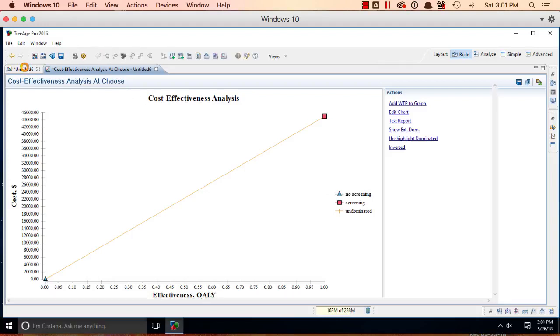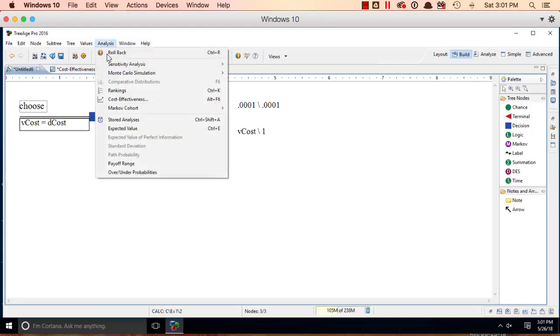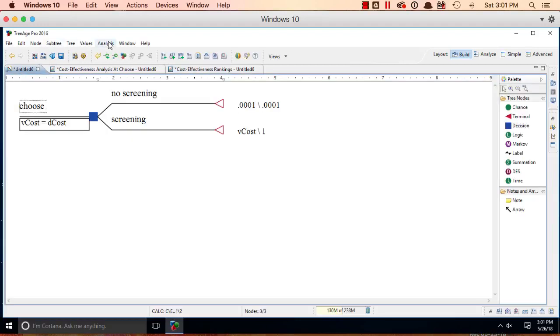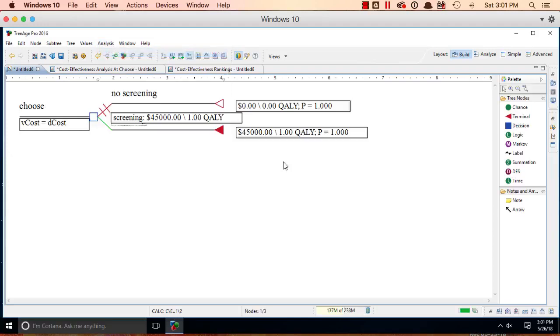Now how it's solving the model with rollback is it's setting the distribution equal to its mean. We said that cost was distributed with a mean of $45,000 and a standard deviation of $100,000. In this base case scenario, TreeAge is just ignoring the distribution and just taking the average of it. So the solution it's going to give you in rollback is when cost is equal to $45,000 per quality. Screening is more cost effective compared to no screening, given a cost of $45,000, that's the mean of the distribution.